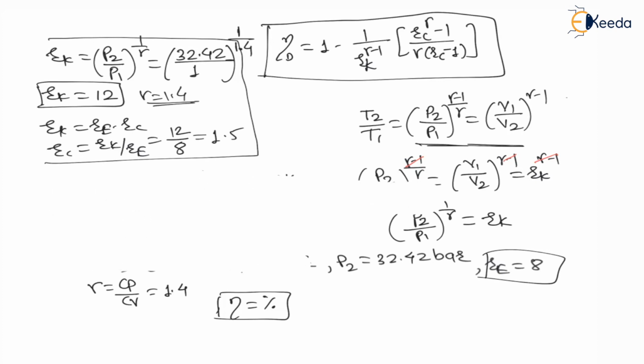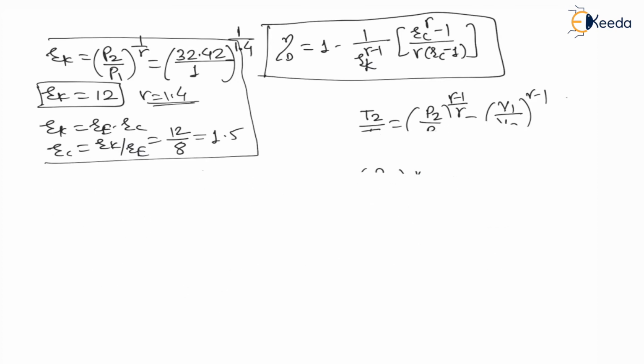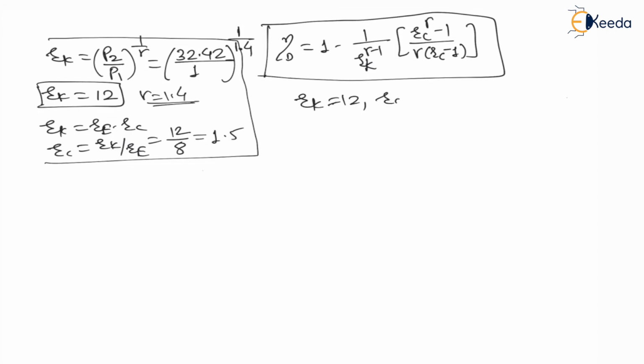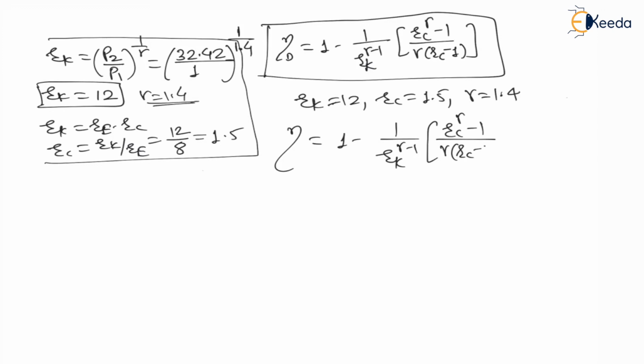Now I am erasing everything here. We are going to find the efficiency directly, right? So my dear students, for finding efficiency we need RK, which is nothing but 12, we need RC, which is nothing but 1.5, and we need gamma, which is nothing but 1.4. And the efficiency formula: efficiency of diesel cycle is equal to 1 minus 1 upon RK raised to gamma minus 1, into RC raised to gamma minus 1 divided by gamma into (RC minus 1). So in this formula put all the values.